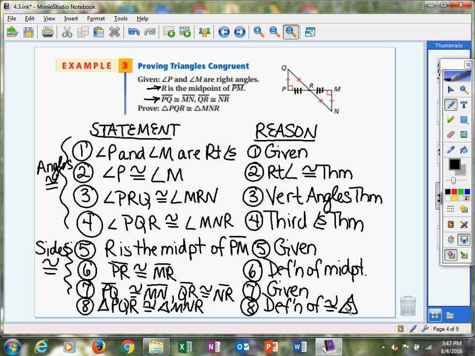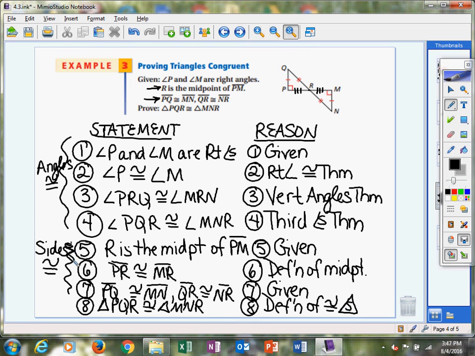So hopefully I've taken some of the mystery out of doing this particular type of proof. Sometimes students are like, I don't know where to start. I don't know how to get this going. So if you look at your destination, what am I trying to get to? Oh, I'm trying to prove triangles are congruent. Well then that means I have to prove that their sides are congruent and their angles are congruent.